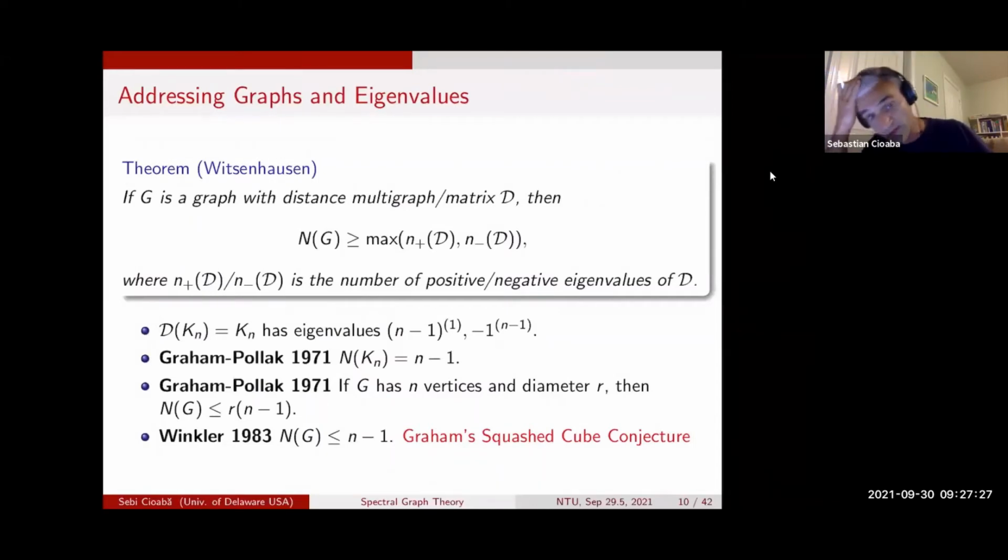What about lower bounds? The lower bounds come from linear algebra. So this is where, again, the eigenvalues play a part. And this is a theorem that Graham and Pollak attributed to Witsenhausen. It says that if you have a graph with distance multigraph, here I'm going to identify the multigraph with its distance matrix.